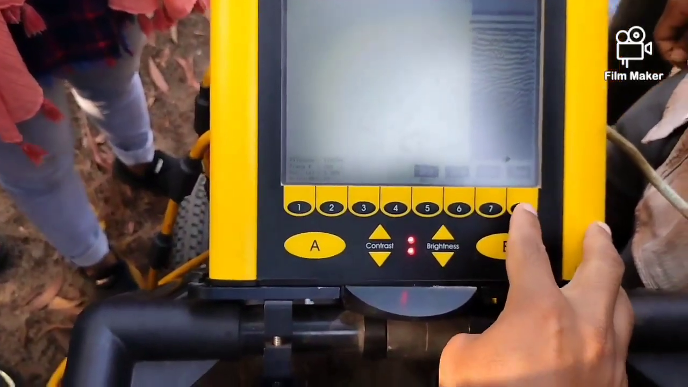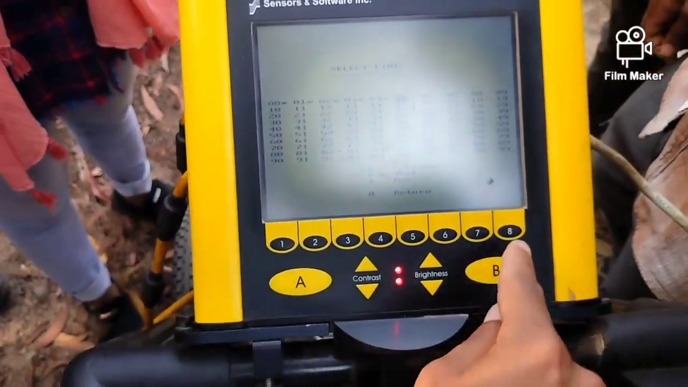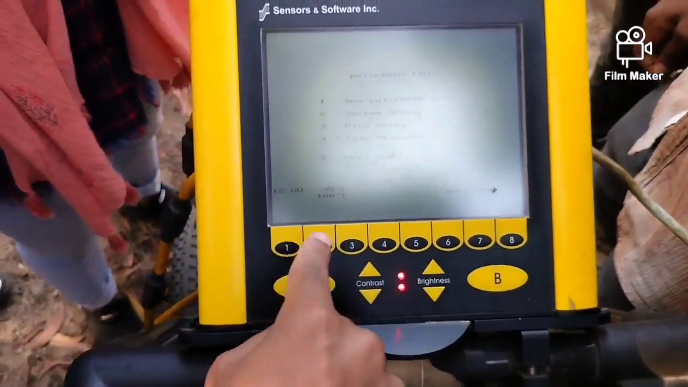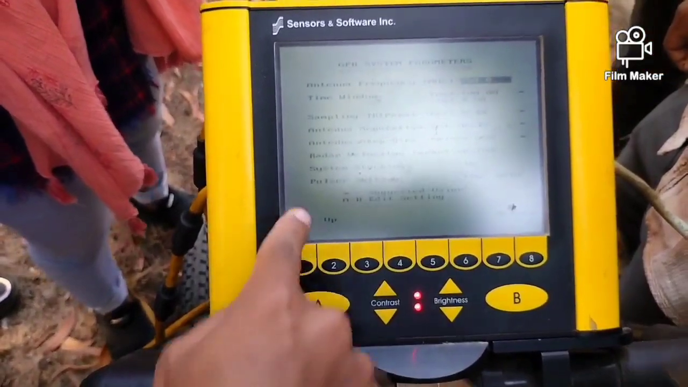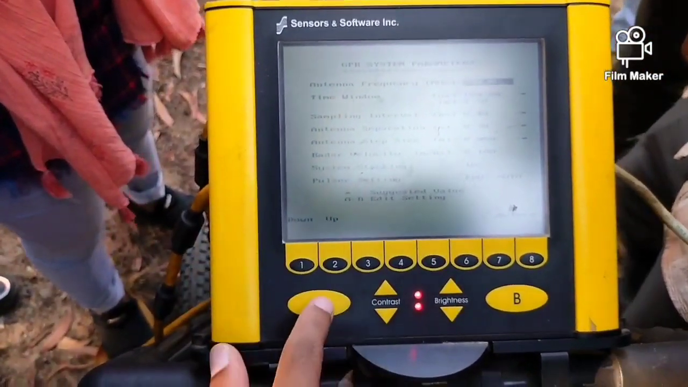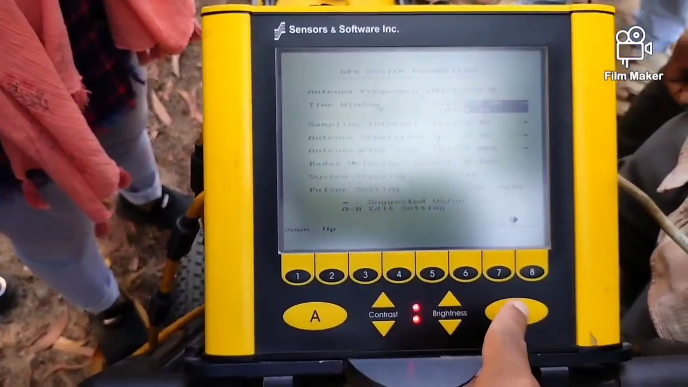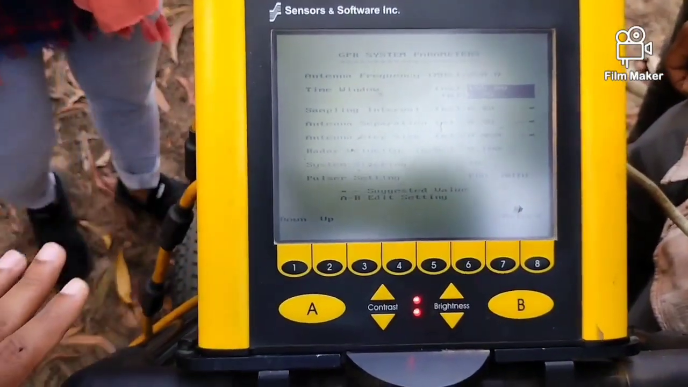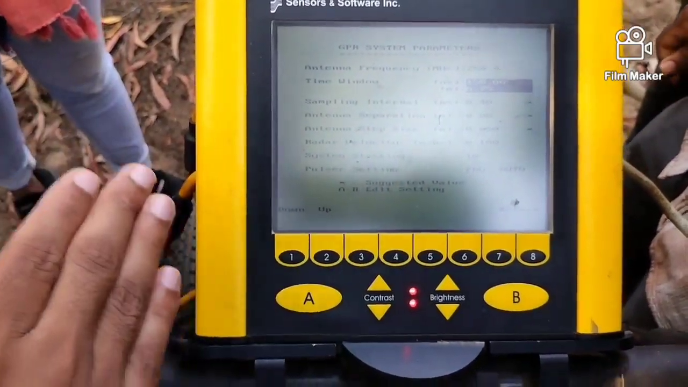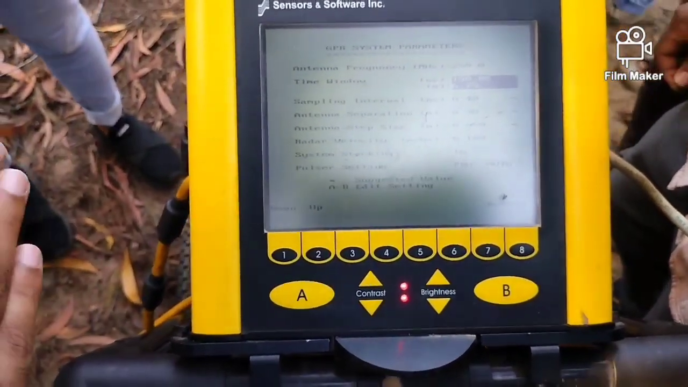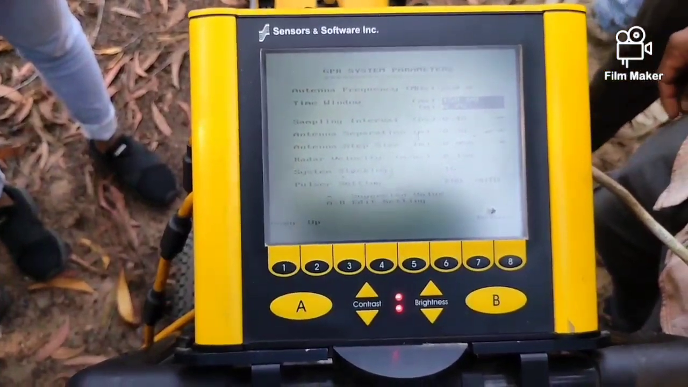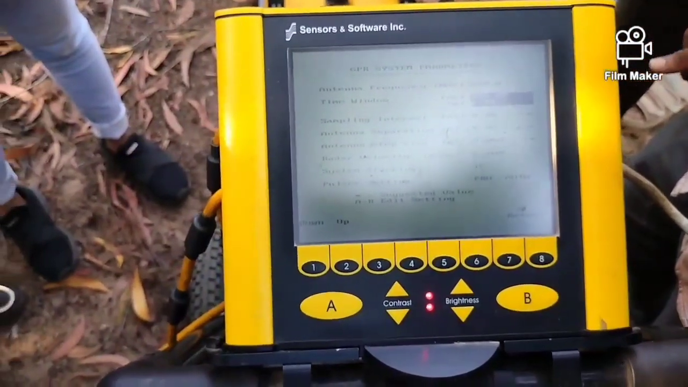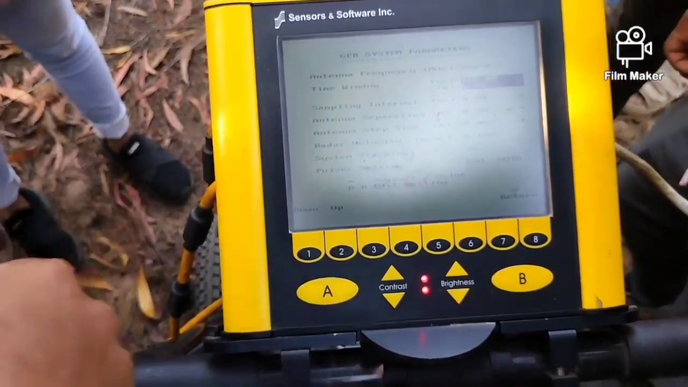So let's pause, exit, return, system setup, GPR parameter. Now we'll increase the time window. Go here, increase the time window. Let's keep it 150 nanoseconds. These suggested values are not always ideal. They're based on the majority of data that has been taken so far, but this is not always ideal. So once you run your GPR, you can change this value based on what you require.